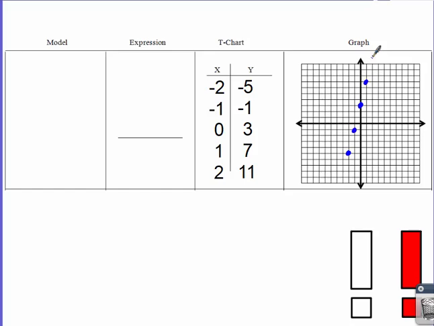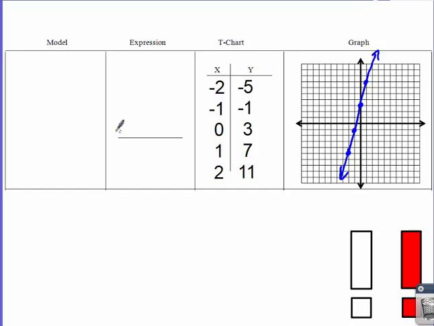Well, if you have a point that goes outside the graph, just don't graph it, because you really don't know where 11 would be up there. So you just don't graph that one, and that's perfectly fine. Okay, so now I need to go back to the expression.